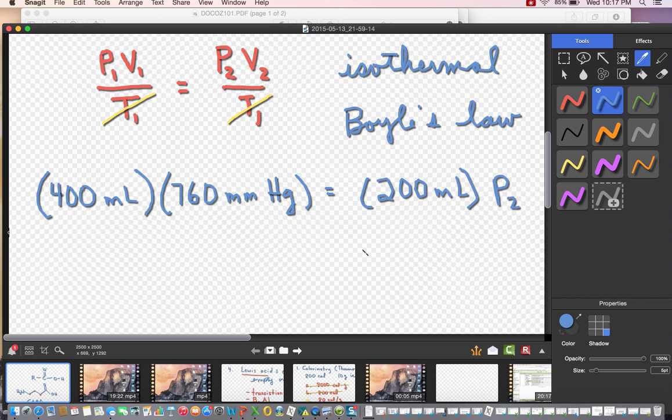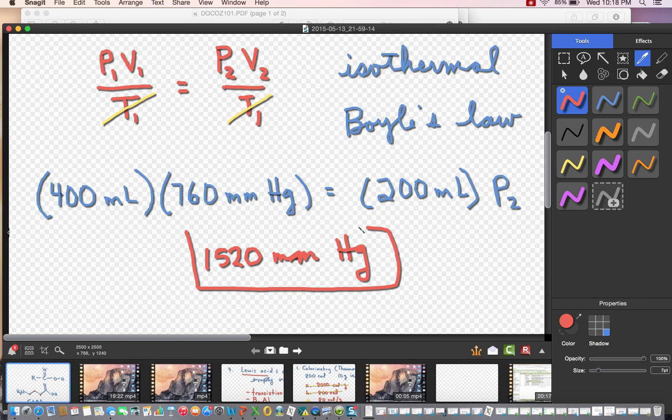So I'm going to divide both sides by 200. Of course, 400 over 200 is going to be 2. 2 times 760 is 1,520 millimeters of mercury. 1520 torr. 2 atmospheres, if you will.